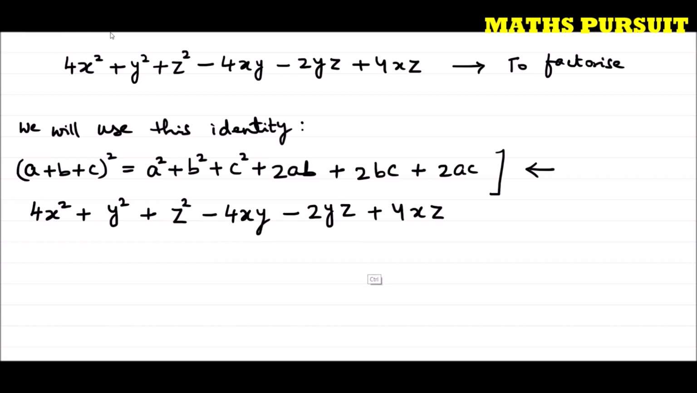Now let us pick up the variables. Instead of constant terms, let us pick up the variables. So here it is −xy, here it is −yz, and here it is +xz. Now looking at this and this, we have −xy and −yz. This is what is being given.